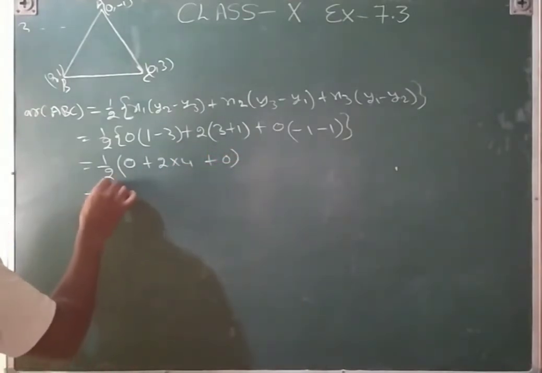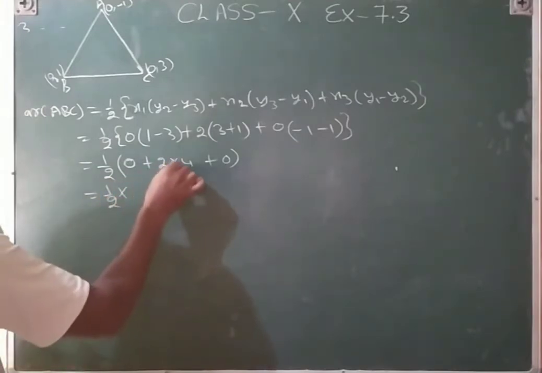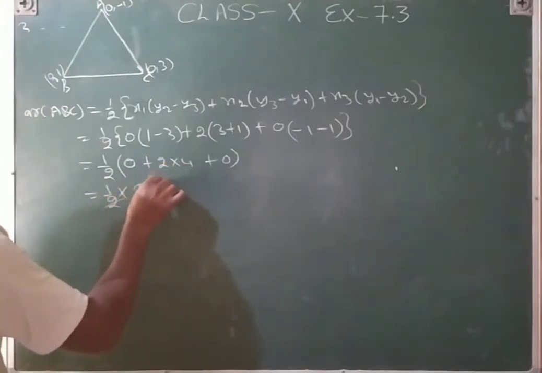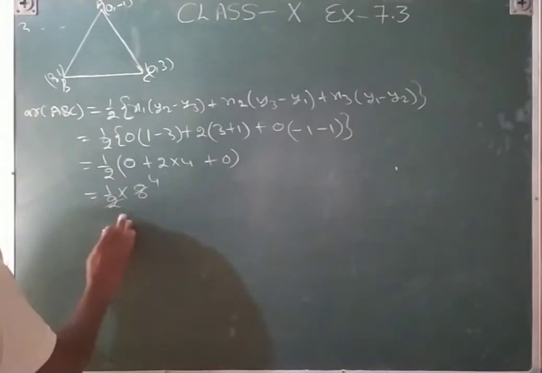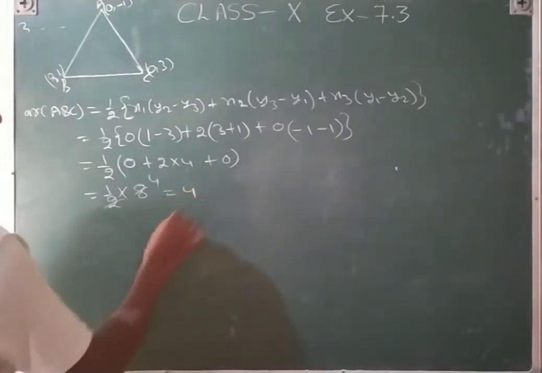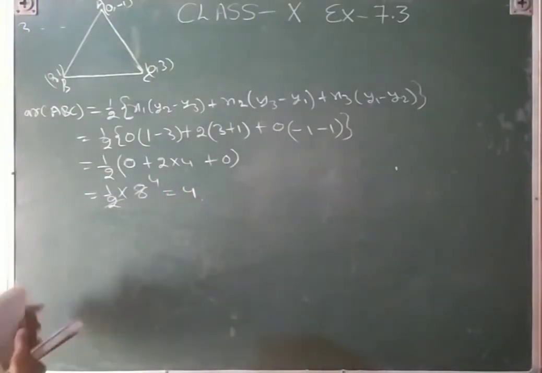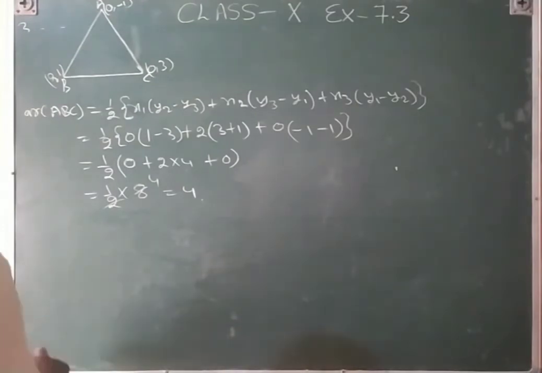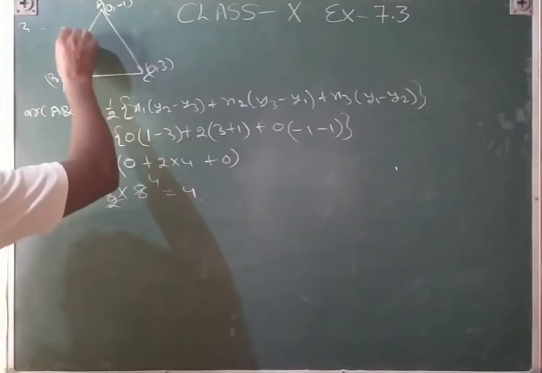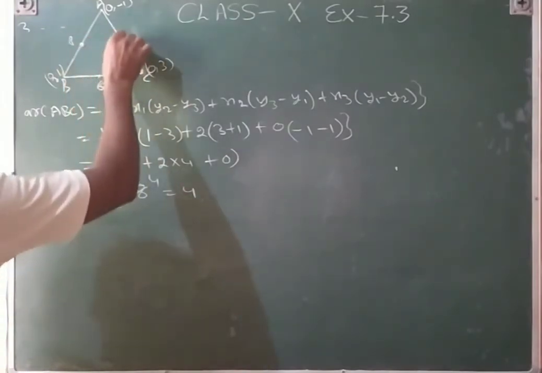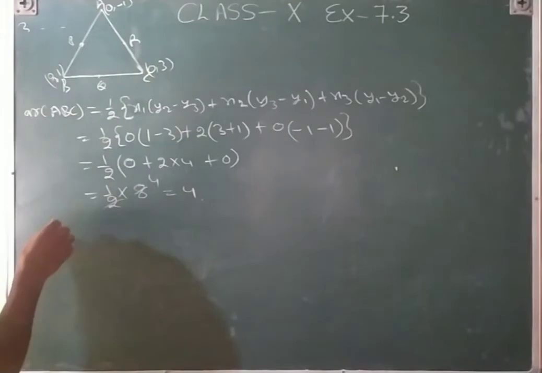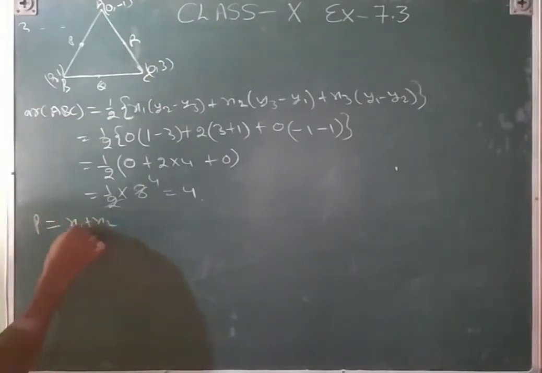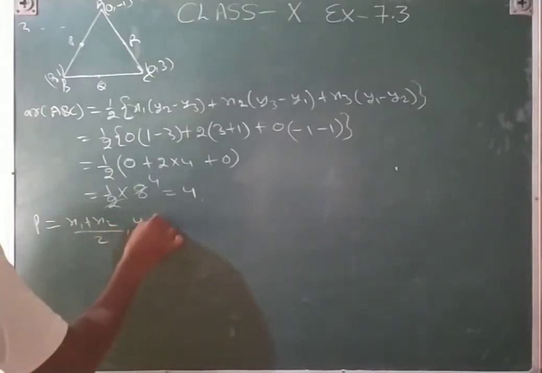Here is a bracket. So 1 upon 2 into 2 into 4 is 8, and that is 4. Now he is saying the midpoint of that one, midpoint means this point. Now suppose P, Q, R. So P is equal to what will be there? x1 plus x2 upon 2, y1 plus y2 upon 2, right?